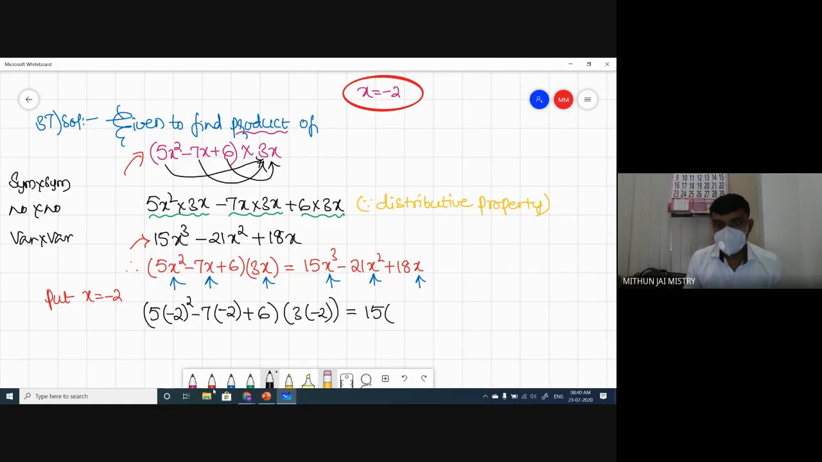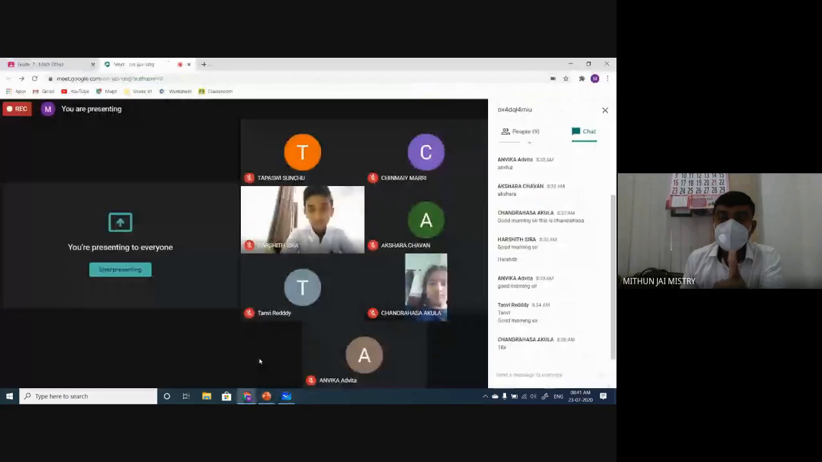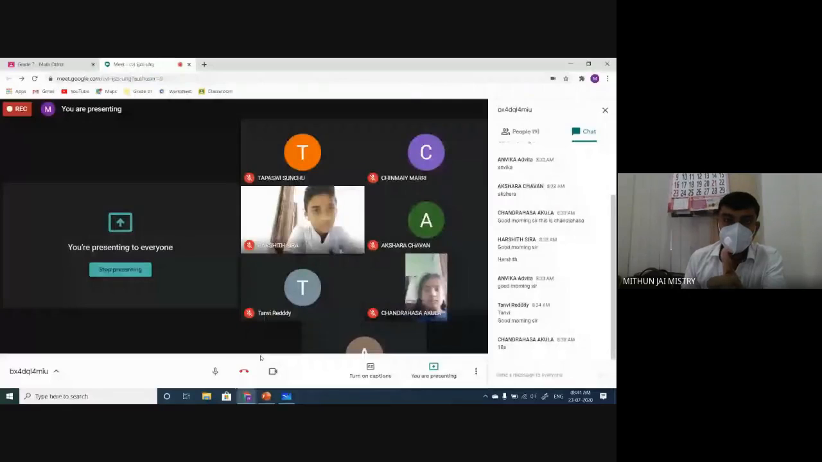15x cube. So x will be replaced as (-2) whole cube. Then -21x squared. That is (-2) whole square, plus 18 into (-2). So everybody, did you understand this? What did I do here? I have substituted in the place of x as -2. I hope everybody got me, right?